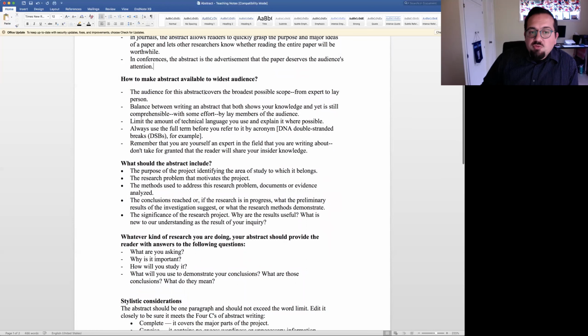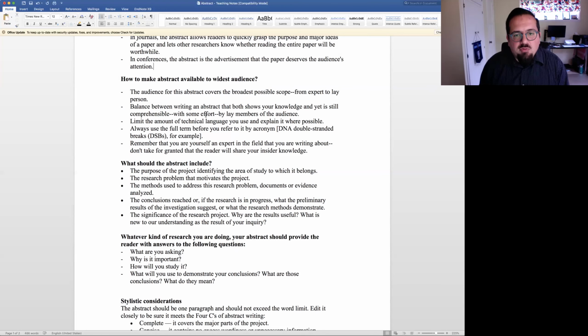The audience for the abstract covers the broadest possible scope of people, because you never know who's reading it. As some of you already know, you're researching fields, and you might be required to check out some pieces that are outside of your own expertise. And so you want to still be able to look at that abstract and very quickly figure out what it's about. So the language is meant for everybody, from an expert in that field to the general audience.